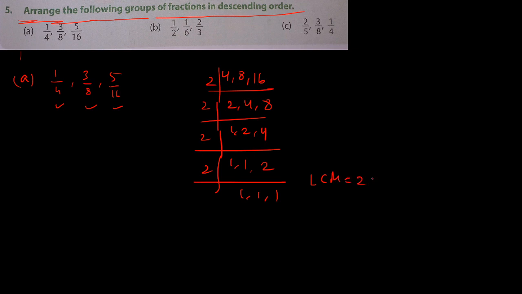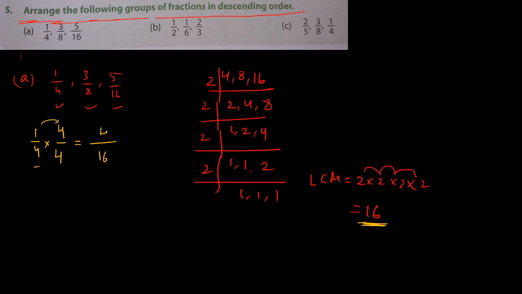So what is the LCM now? LCM is 2 into 2 into 2 into 2. 2 2s are 4, 4 2s are 8, 8 2s are 16. So the LCM is 16. So I will write the first fraction, which is 1 upon 4, and I will multiply 4 with such a number so that I can get 16 in the denominator. 4 4s are 16, so I have to multiply 4 in the numerator also.